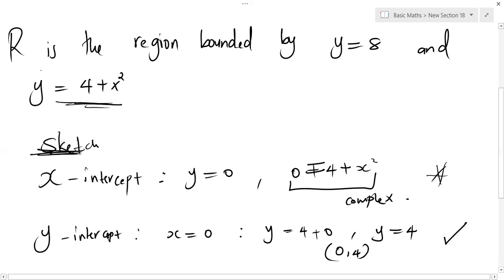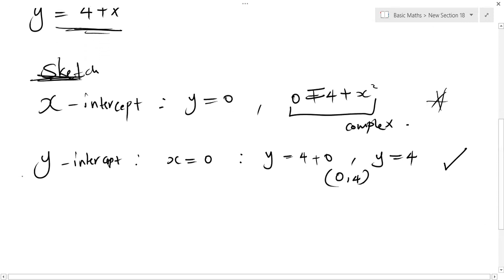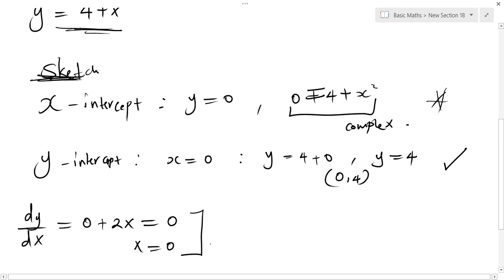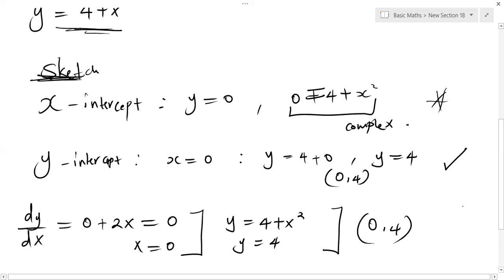And then let's look for the turning points of the curve. In order for us to get the turning point of a curve, we get the gradient, because we know that at any given turning point, the gradient is supposed to be 0. Differentiating this to get the gradient, we'll have 0 plus 2x. We equate this to 0 and solve, and this is going to give us x is equal to 0. At x is equal to 0, what is the value of y? If you replace x with 0, you'll get y is equal to 4. So the turning point occurs at the point (0, 4).